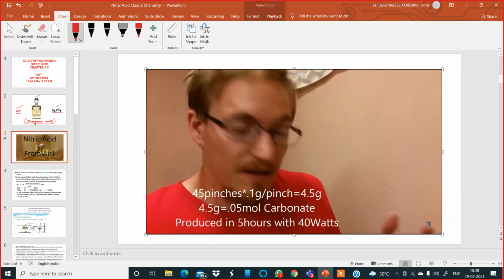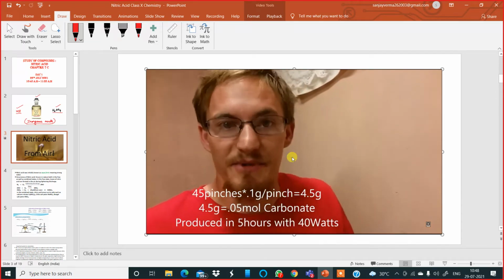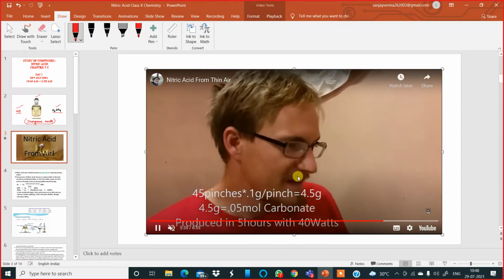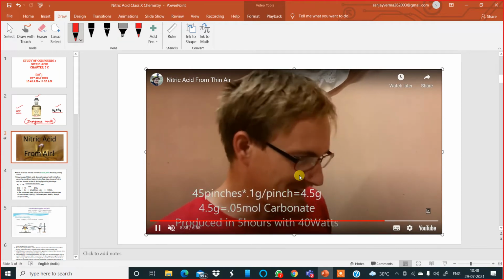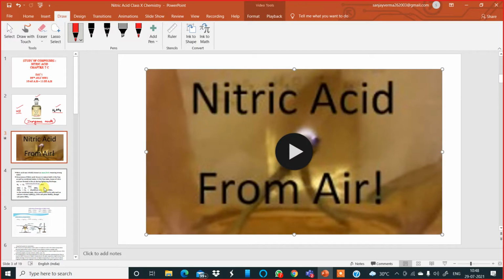Pure nitric acid is colorless. So that is how we prepare nitric acid naturally. Now, looking at the chemical reactions for the preparation of nitric acid, let's have a look on the next slide.